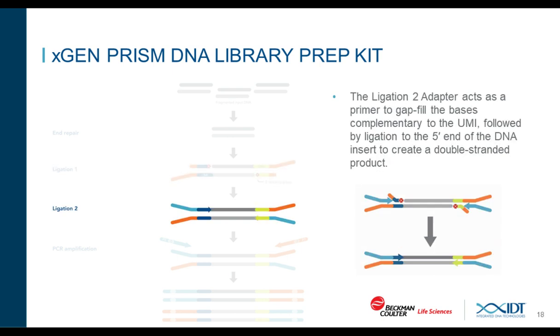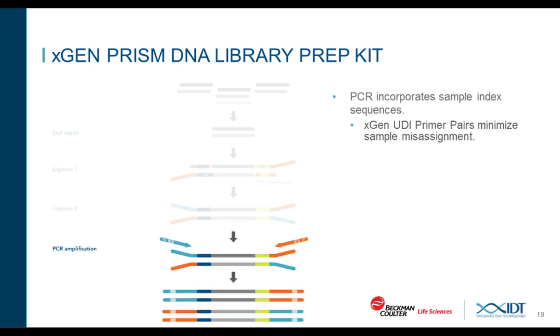The ligation 2 adapter acts as a primer to gap-fill the bases complementary to the UMI, which you see in the dark blue and lime green arrows going inward towards the insert. This is followed by ligation at the 5' end of the DNA insert to create a double-stranded product ready for PCR amplification. PCR incorporates sample index sequences. Our xGen unique dual indexing primer pairs minimize sample misassignment.